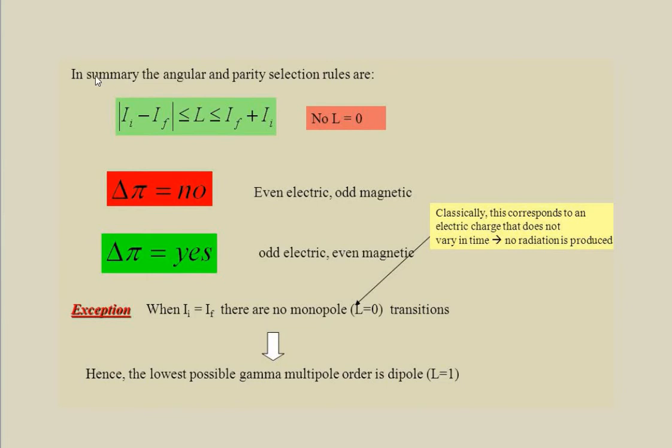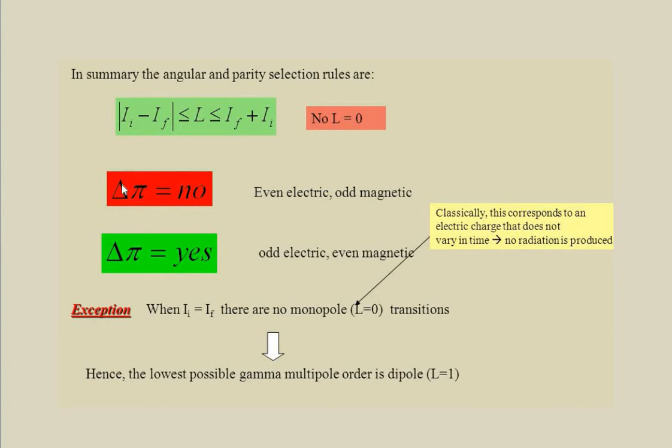So let us summarize the situation: a summary of the angular momentum and parity selection rules. First, we have to find out the possible angular momentum values for a photon. That can be found from these values: it may range from |II minus IF| to II plus IF. So L equal to 0 is not possible in that case.